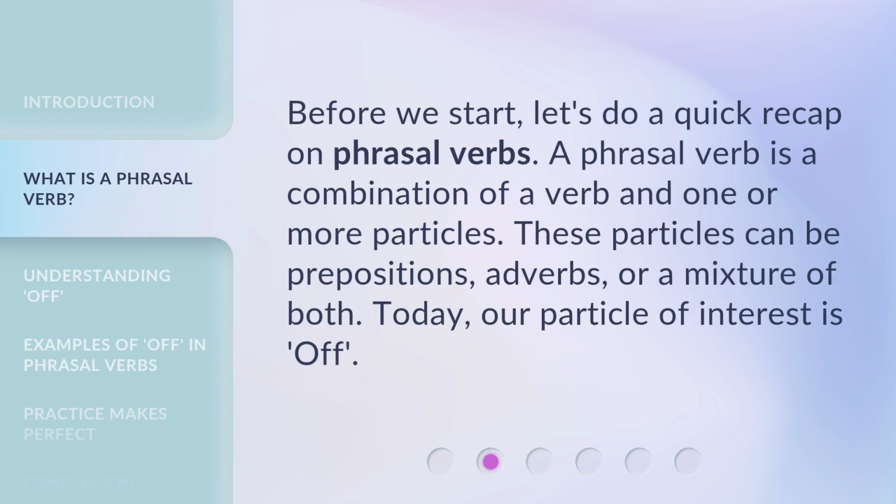Before we start, let's do a quick recap on phrasal verbs. A phrasal verb is a combination of a verb and one or more particles. These particles can be prepositions, adverbs, or a mixture of both. Today, our particle of interest is off.